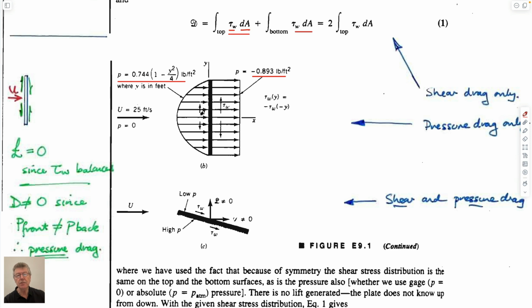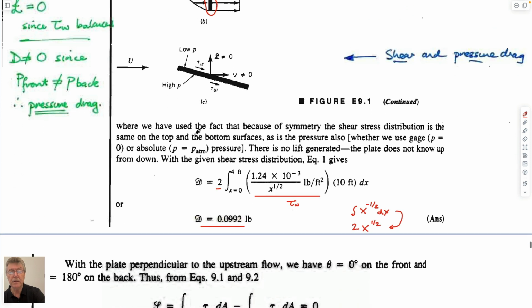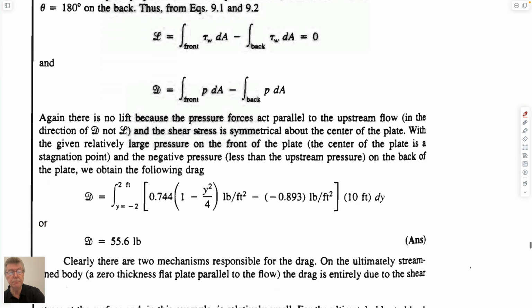Again, for the shear stress distribution, you could imagine as the flows go and separate around the plate and do this, that any shear stresses from this would also be symmetric about the middle line, and so there would be no net lift, but there would be pressure drag on this. And so I think that's what's done in the next portion.